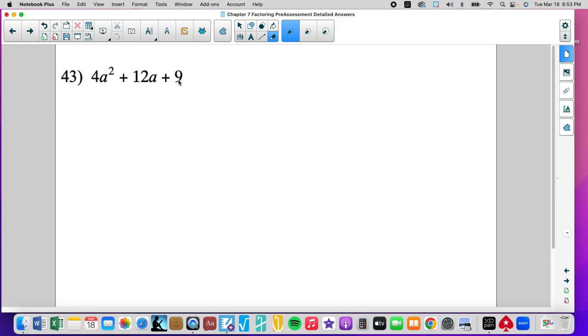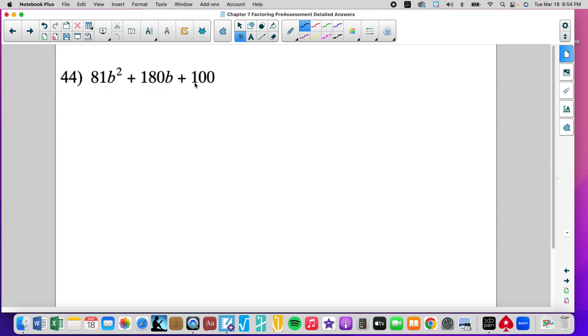Three terms. Third term positive. First and third are perfect squares. 2a times 3 is 6a, doubled equals 12a. Yes. And that's how you're going to do it in high school. You're going to do it that fast. And you're going to take the square root, signs are the same, both positive, and you're going to write it.